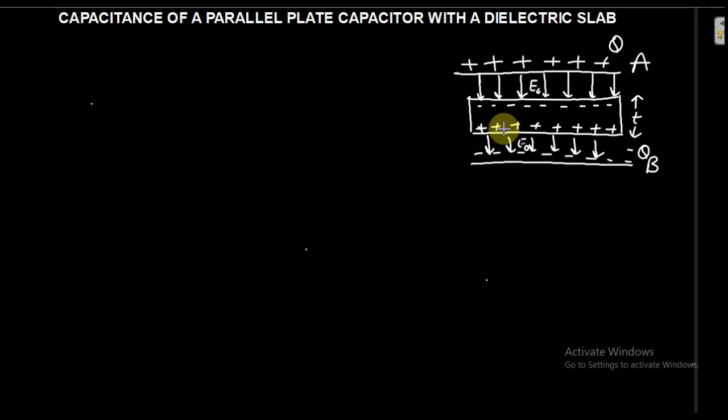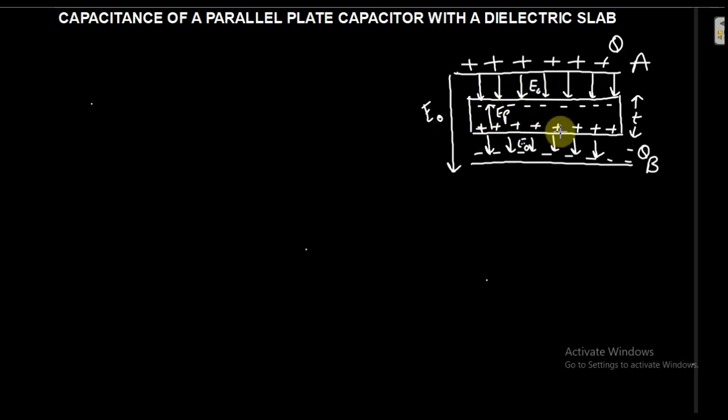Because of polarization, an internal field will develop inside the dielectric slab, and that field is due to this positive and negative charge. Let us consider this field is EP, and this is your external field, that is your E naught field. But this E naught field is not present inside the dielectric. Inside the dielectric the field is EP. You can see the direction of the external field is this side and the polarized field is this side.